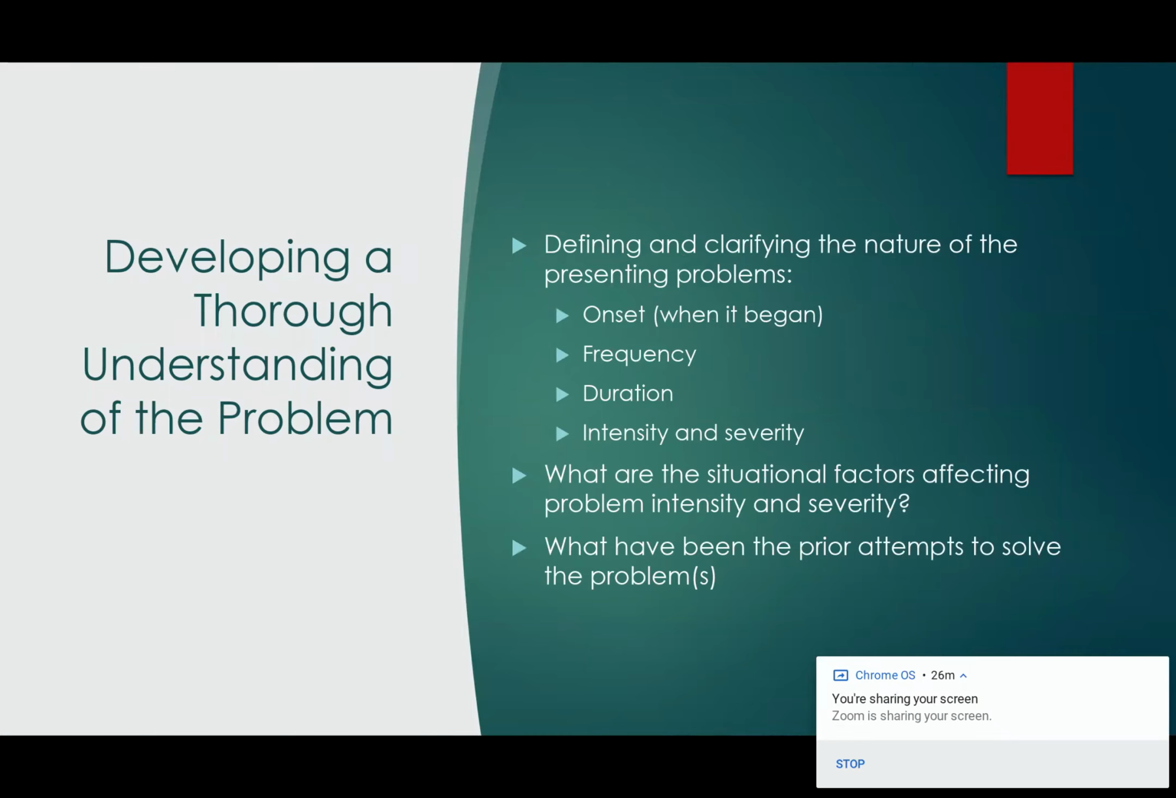Also, some questions that we need to ask to develop a thorough understanding of the problem is when it began, how long has it been happening, how often does it happen, how long do symptoms last, or how long do experiences last, and then the intensity and severity of problems. We also like to understand the situational factors affecting the problem. So again, if a family member is chronically ill, or they're experiencing domestic violence or job or financial insecurity, we want to know these things so we can thoroughly understand what's going on with them. We also want to know what they've done in the past to address symptoms or the problems that they're presenting with.